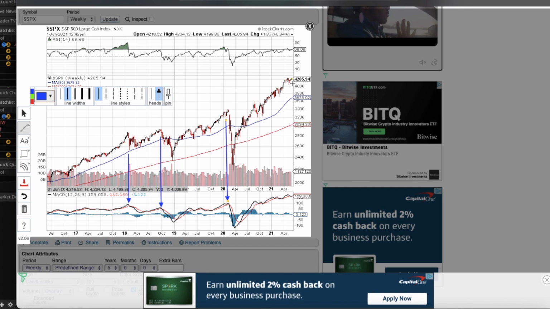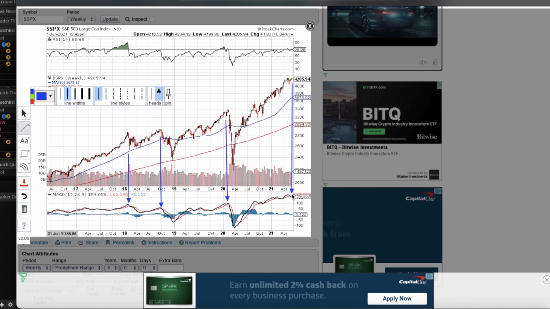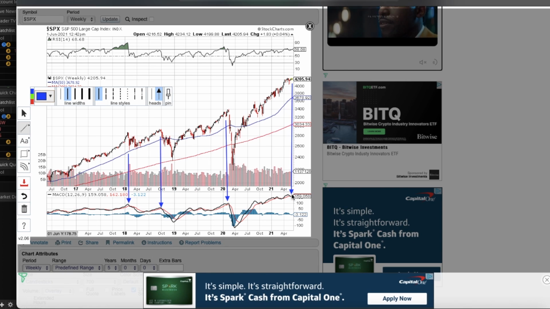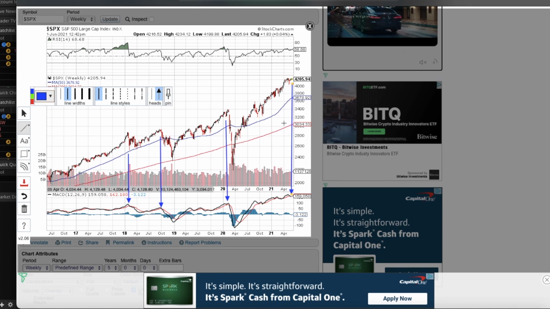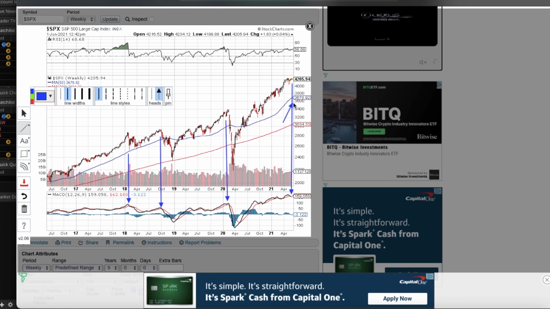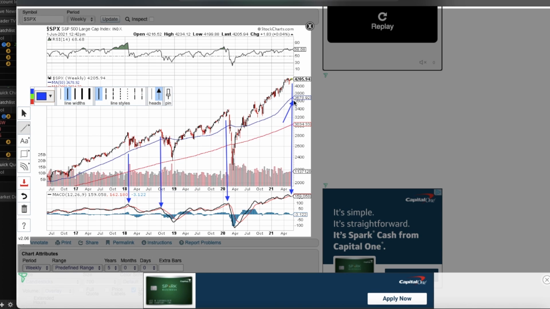Now, with that being said, we are very close to a potential death cross in the MACD. And if we look at the MACD, and we look at the price target for the 50-day moving average, that is at 3,600, 3,700, just about a 500 to 600 point correction on the S&P 500 once we get that clear death cross.